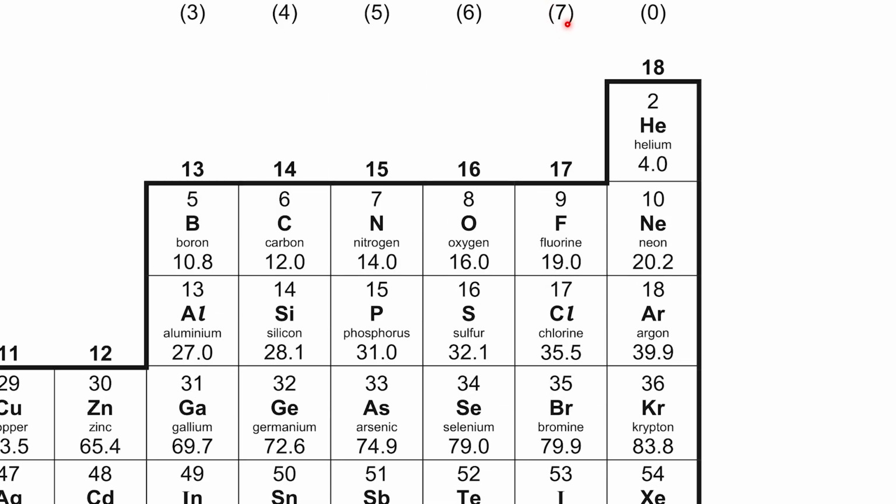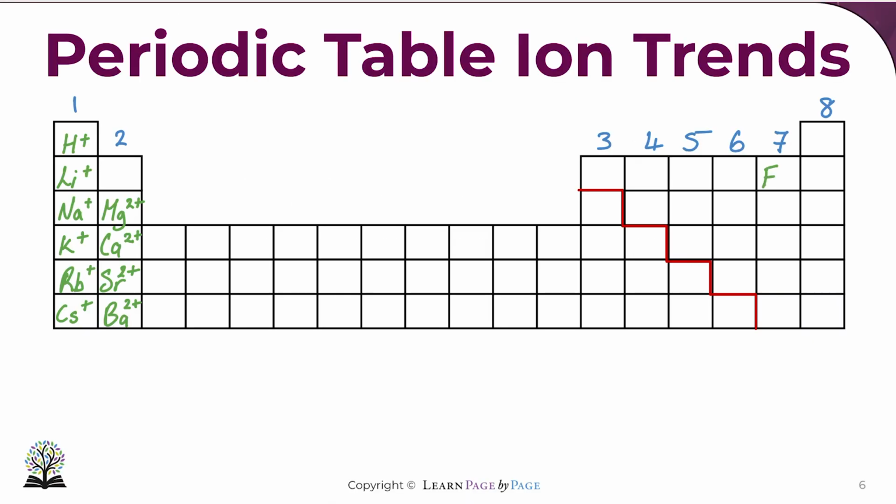Being in group 7, that means they all need to attract 1 electron, so overall they form 1 minus ions. So we have fluoride, chloride, bromide and iodide. If you notice, I didn't say fluorine, chlorine, bromine, iodine. That is because once they become ions, they're no longer halogens, they're actually halides. Their names end in IDE. So fluorine became fluoride, chlorine, chloride, bromine, bromide, and iodine, iodide.